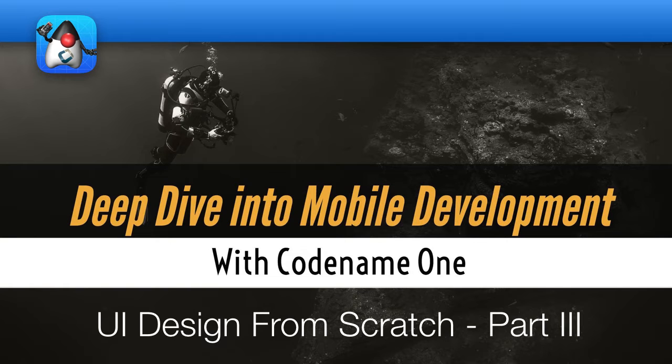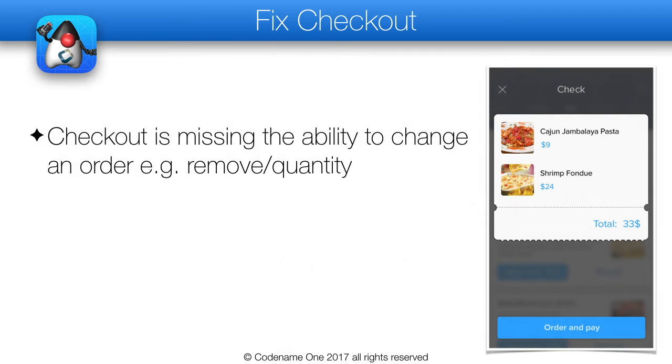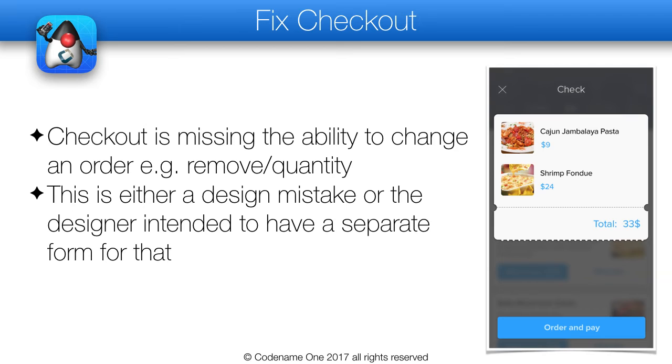The next step is fixing the checkout form, which has some issues. A huge problem in checkout is the inability to change the order. I can't remove or change quantity. Currently, I can't even see the quantity of items. I'm assuming this is a design mistake, although it's possible the designer planned another form for editing the order.